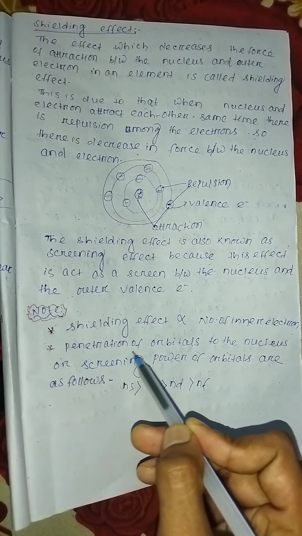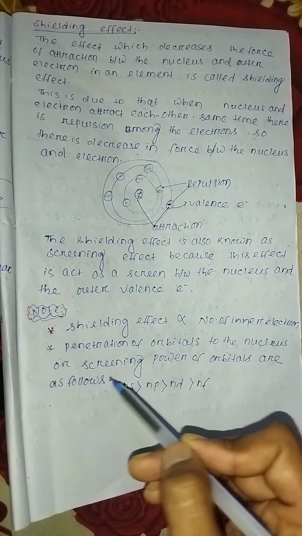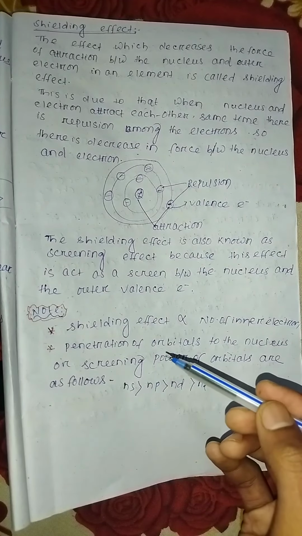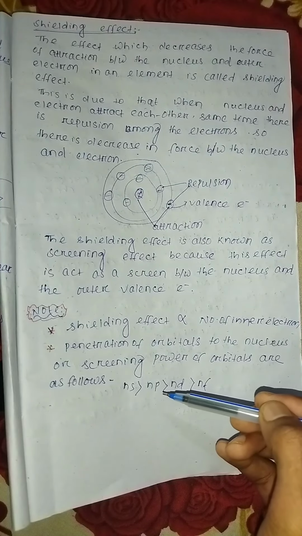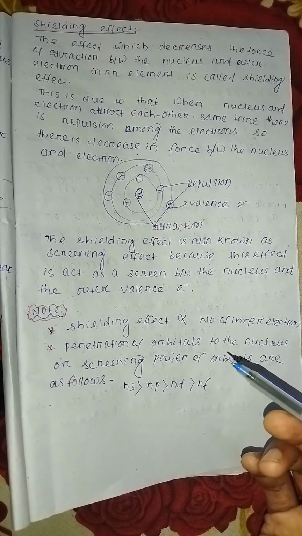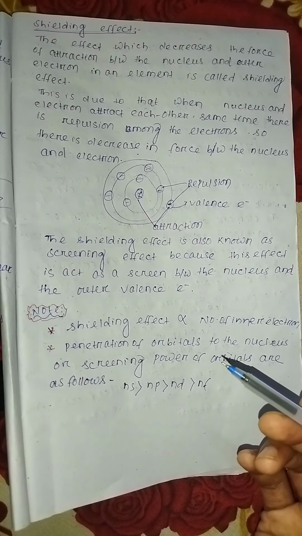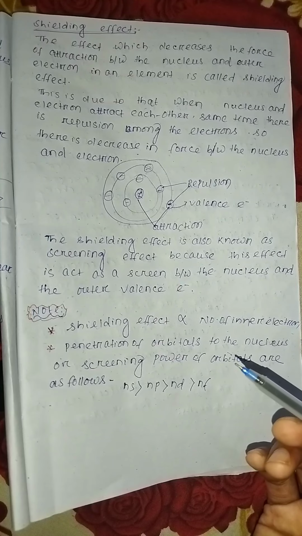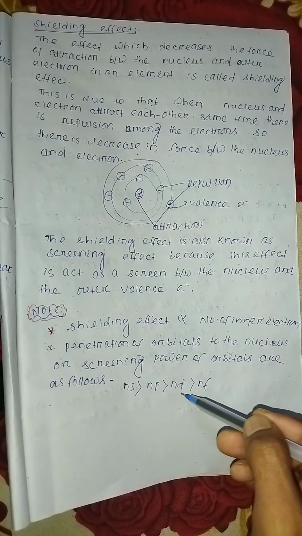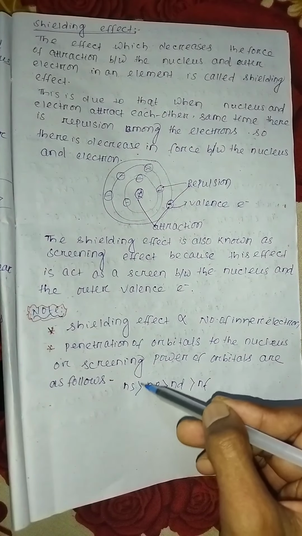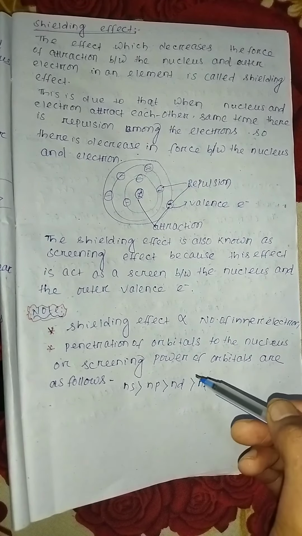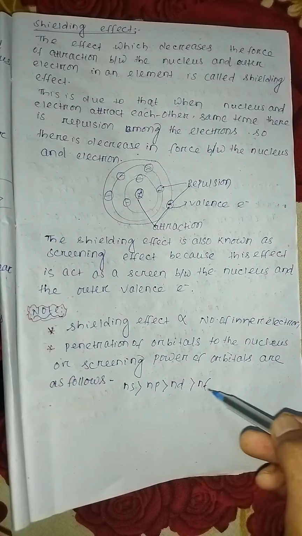After that, the penetration of orbitals toward the nucleus, or the screening power of orbitals, is as follows. That means which orbital penetrates toward the nucleus, or which orbital acts as a screen most efficiently compared to the others. Their order is ns, np, nd, nf. This is because, within the same shell with the same value of n, the order of the orbitals s, p, d, f is as given here.